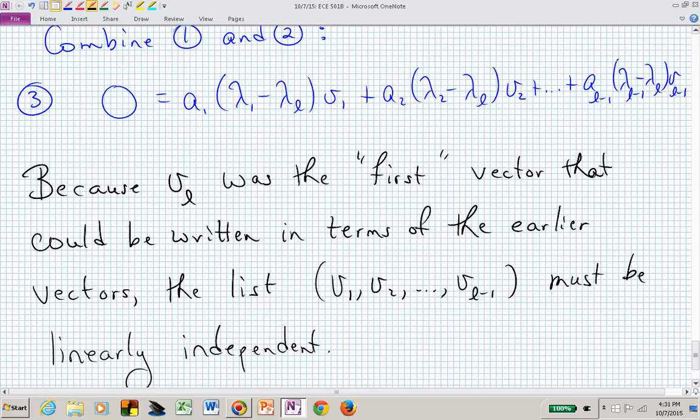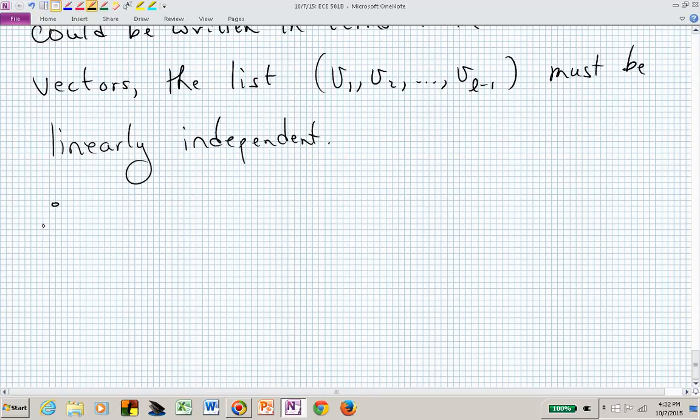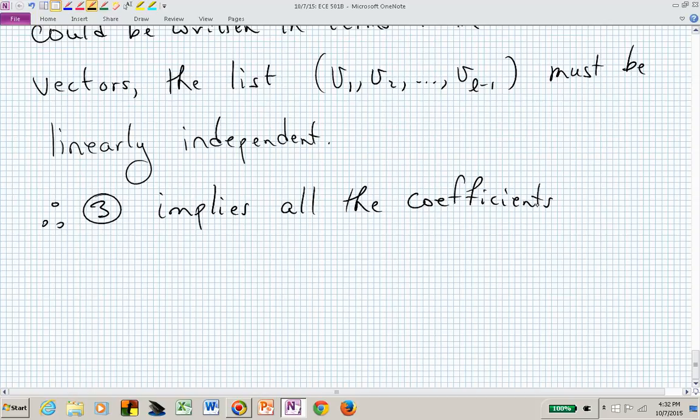Since it's a product, we can make that 0 happen two different ways. We could either make it happen by making the lambdas the same, or we could make the a's the same. Or, I'm sorry, the a's 0. Let me write that down. So now, therefore, equation 3 implies all the coefficients are 0.